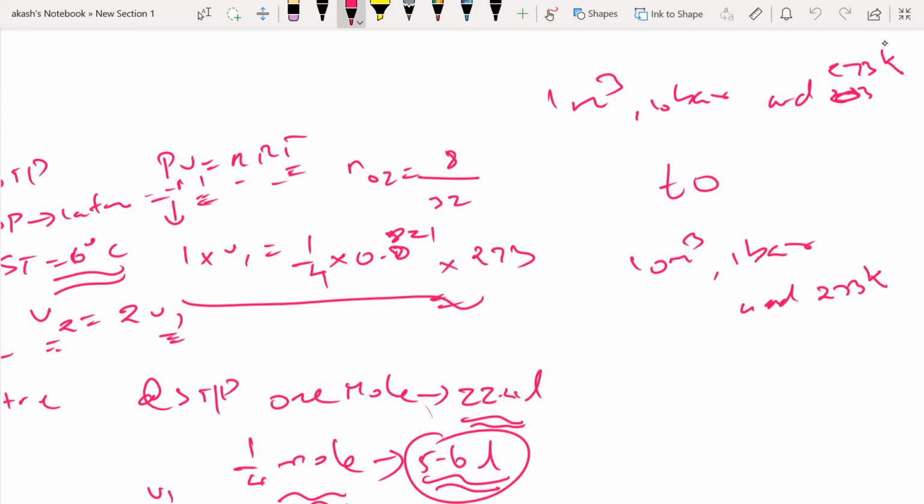Get the work in terms of meter cube Pascal. Bar and atm are the same. You keep the units as such. Meter cube Pascal, that's the unit I need for work done.